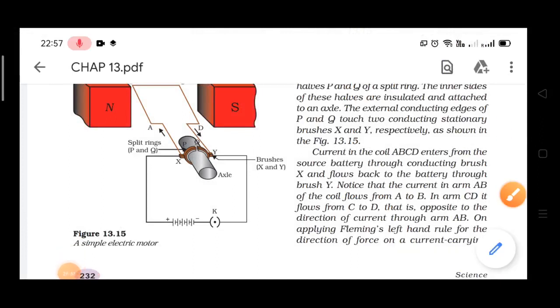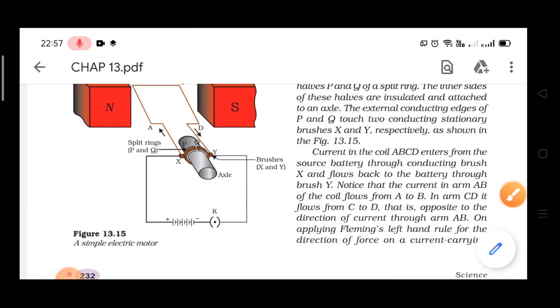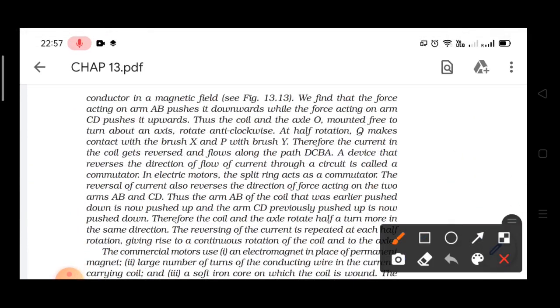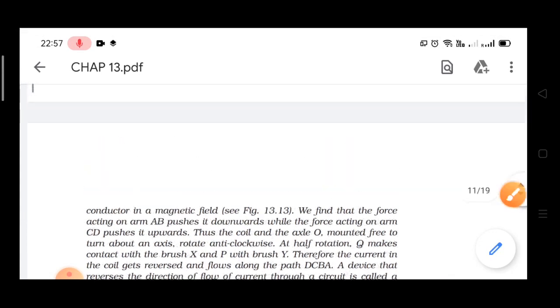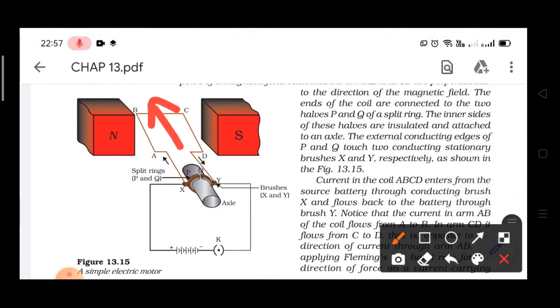Current in the coil ABCD enters from the source battery and flows back to the brush Y. This is the direction of current. Current in the arm AB flows from A to B and in CD from C to D. So according to Fleming's left hand rule, we find that the force acting on AB moves it downwards. So actually when the current is flowing from A to B, it will move downwards.